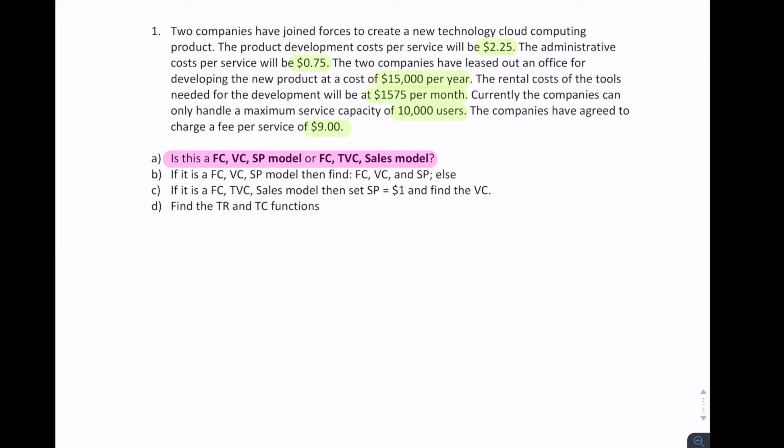So the next sentence says the product development costs per service will be $2.25. And now this is the key. It says per service. So the costs are per service. So just that, when you're reading, should ring a bell that, hey, this is not a total, this is just per one. So that's the first giveaway. Now, if I continue, it says administrative costs, again, per service will be 0.75. So I have two costs associated per service.